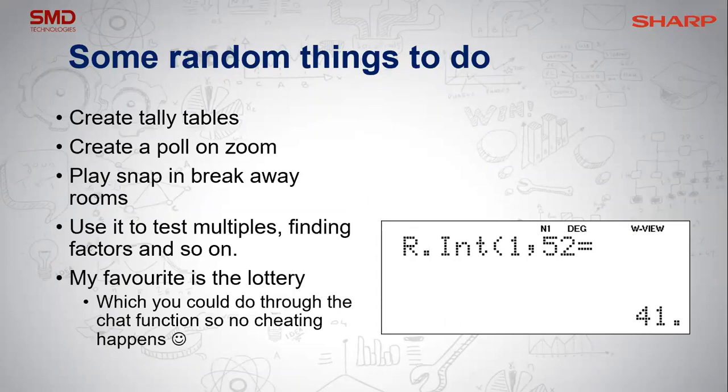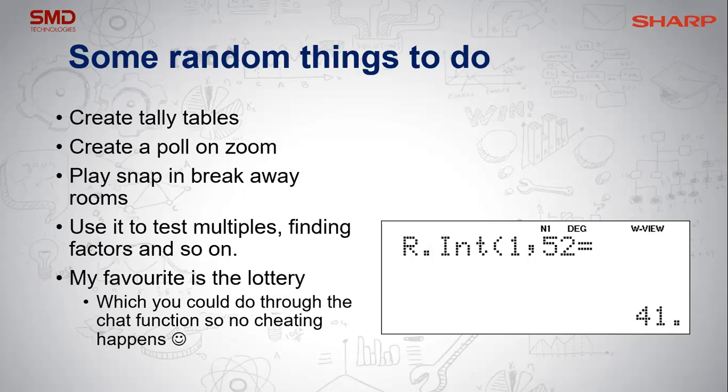You can play snaps, so put your students into breakaway rooms and get them both to generate a random number between 1 and 50 and see if they both get the same number, which is exactly like it would be if you were playing with cards because your probability is the same. Multiples, so you can generate random numbers between 1 and 100 and then get them to write down the multiples of the random number that they generate, or 5. So there's really so many nice ways to use this functionality. And then of course the lottery.